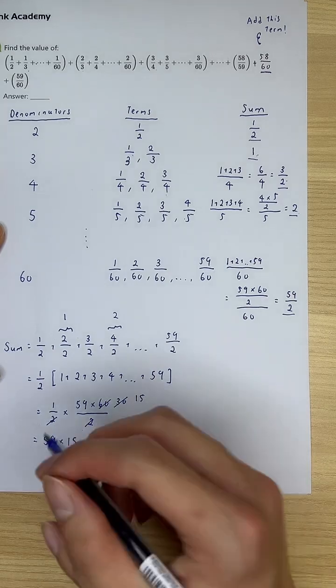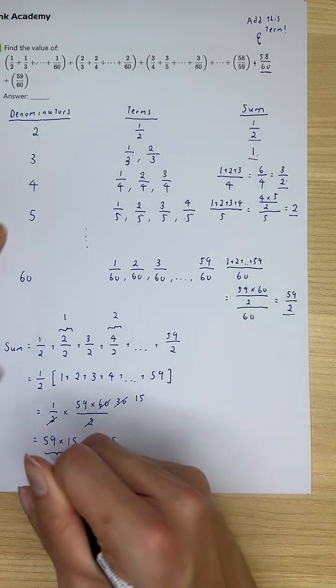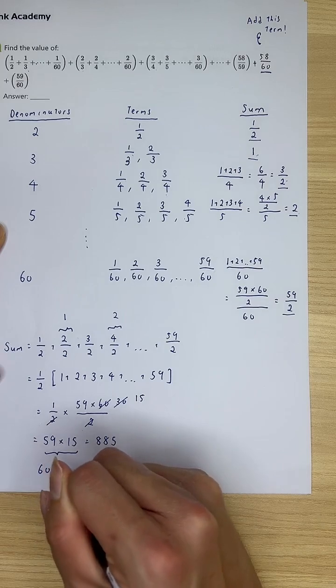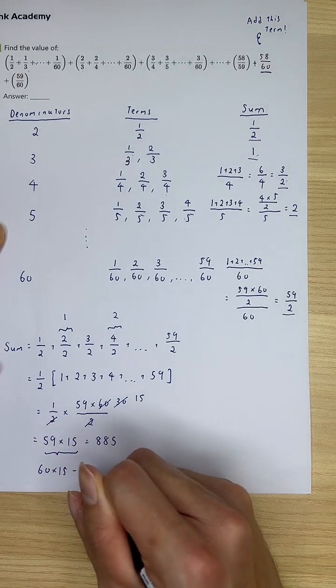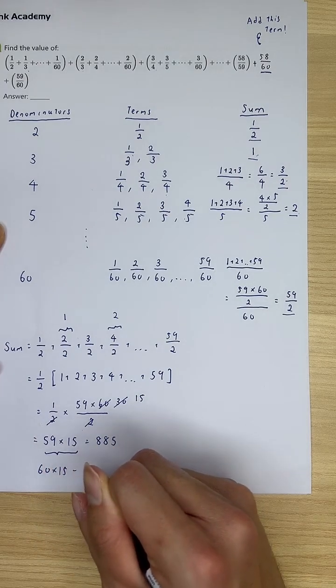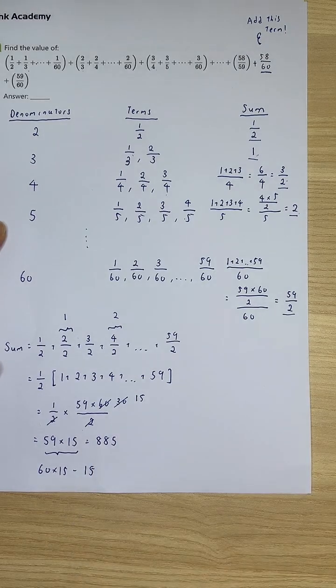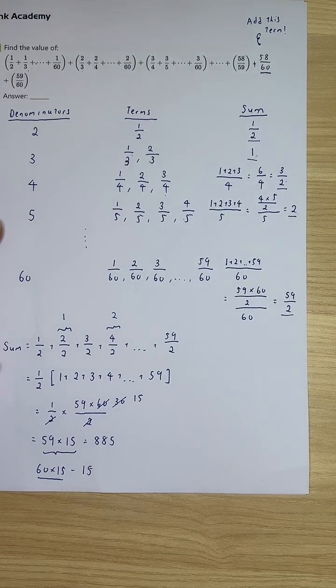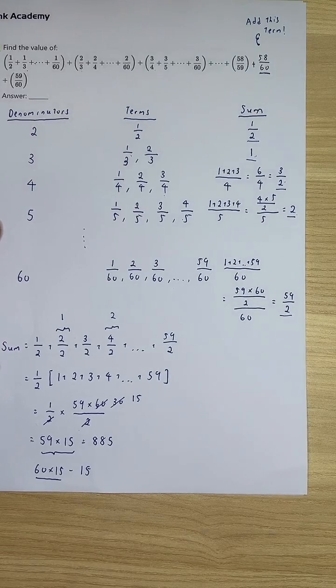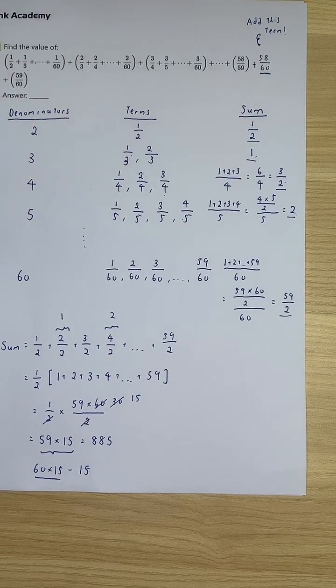Alright, if you want to do this, in fact, I have a trick for 59s. It's just going to be 60 times 15 minus 15. Yeah, so 60 times 15 is probably going to be a little bit easier. Alright, so that's the whole idea. Anyone has any questions so far?